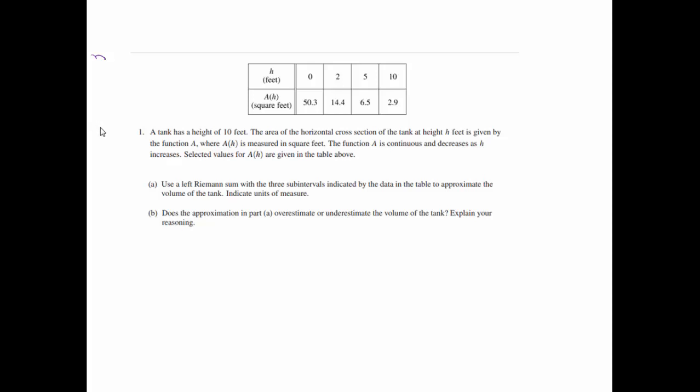Problem 1. A tank has a height of 10 feet. The area of the horizontal cross-section of the tank at height h feet is given by the function a, where a of h is measured in square feet. The function a is continuous and decreases as h increases. Selected values for a of h are given in the table above.